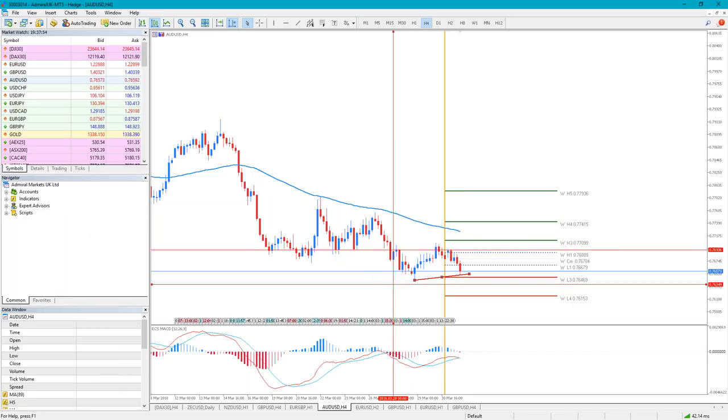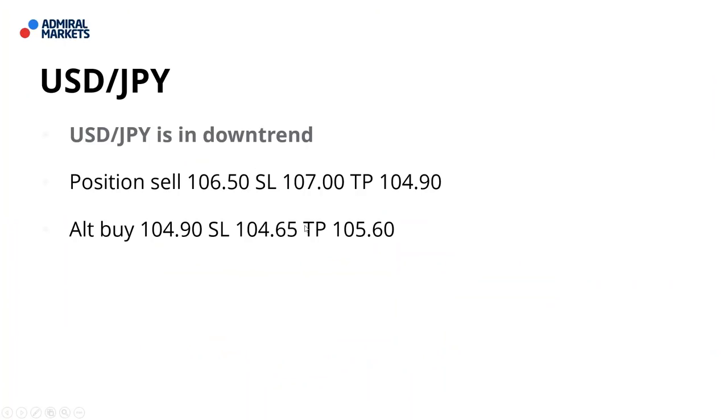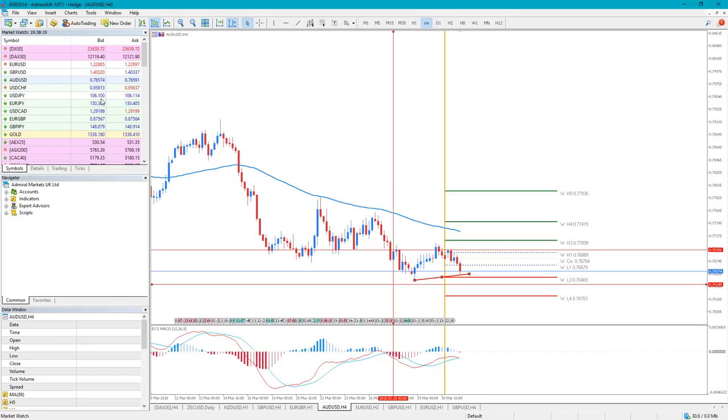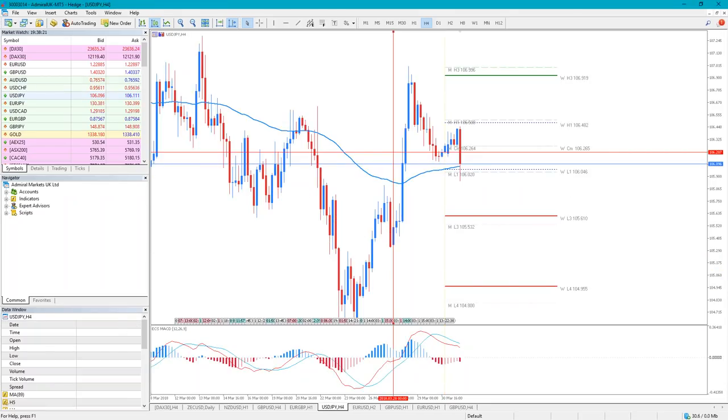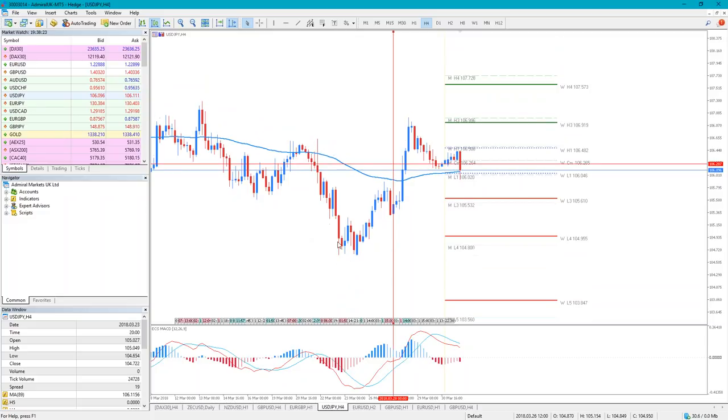Next thing is dollar yen. Let me switch to dollar yen. Dollar yen is, again, we have a potential sell, 106.50, stop loss 107, TP 104.90, with alternative buy 104.90, stop 104.65, TP 105.60. This is a dollar yen chart, and dollar yen has the potential to go more to the upside because of this pattern.